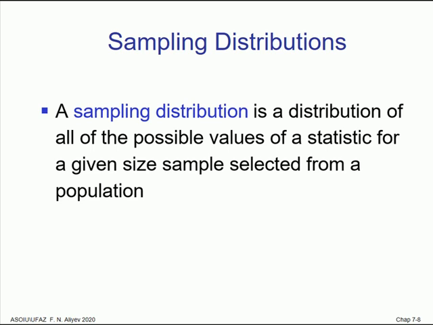From the population, you select all possible samples with size 5, as an example. Then you calculate the mean for all these samples. Then the collection of all sample means represents the sampling distribution. Okay, just this thing.